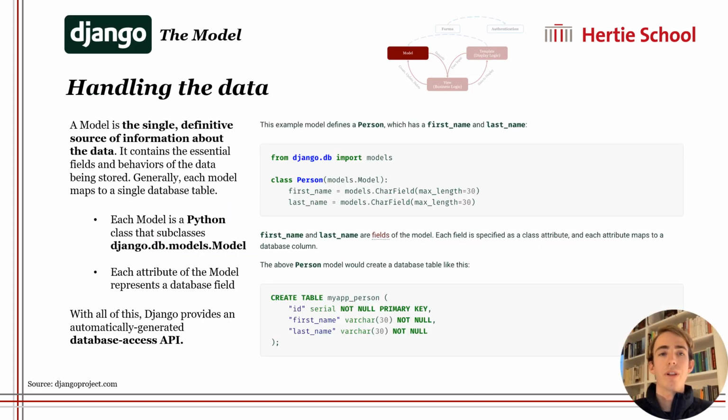On the lowest level, the model has all the information about the data that is being used by the web application. And you can see an example here for a person model, which has a first name and a last name. And every model in Django is a Python class, and every model creates a database table that handles the database interactions.